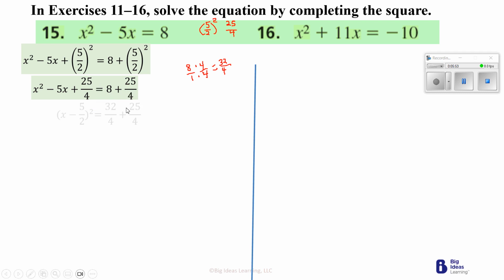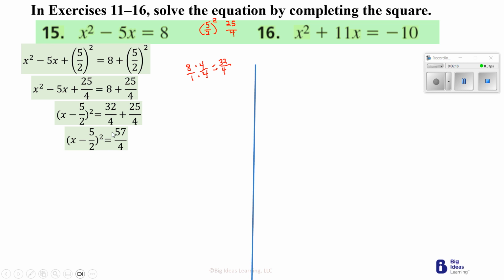So we're going to take that 32 over 4 and add it to 25 over 4. We found the square and factored in the x with the negative sign, and the square root of 25 is 5, the square root of 4 is 2. And now 32 plus 25 gives us 57.